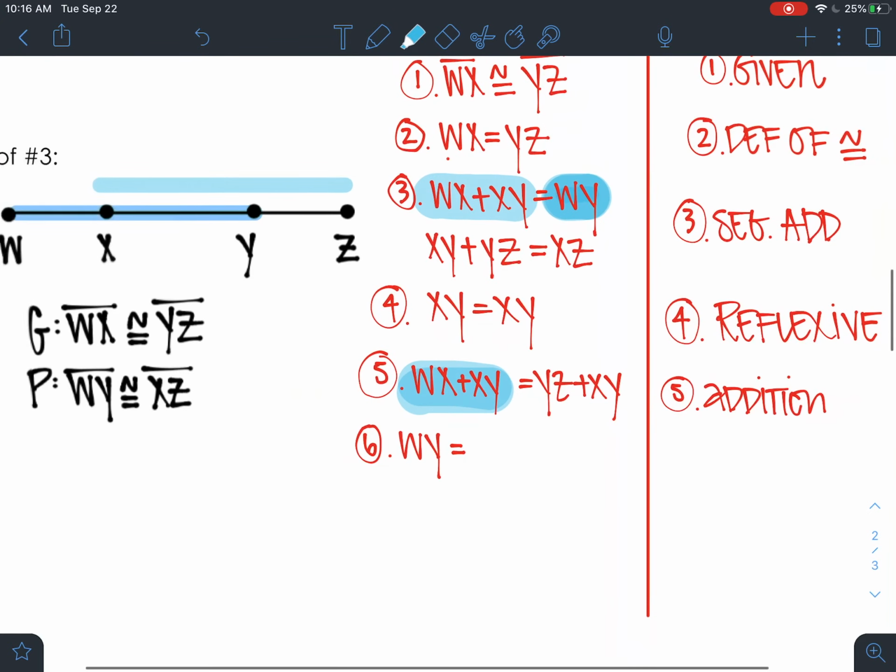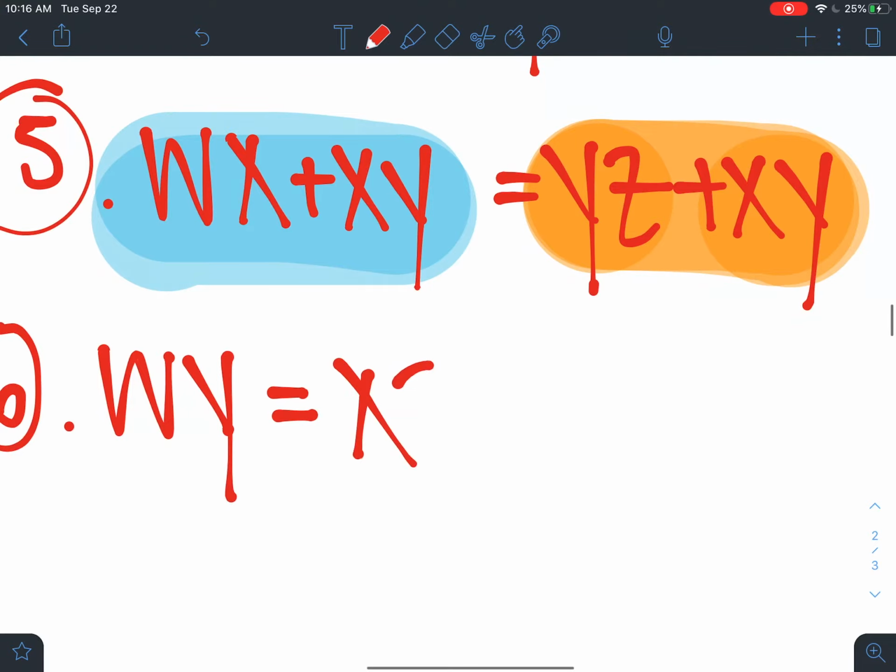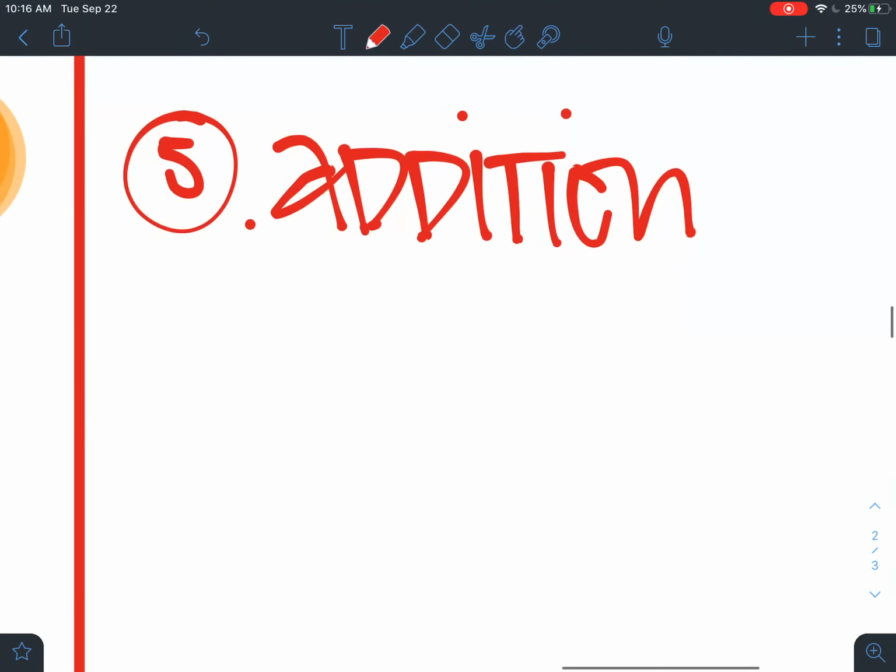Same idea. I'm trying to prove WY is congruent to XZ, all right? So I'm going to now take, look here, XZ is equal to XY plus YZ. I have XY plus YZ, so I'm going to take this XZ and plug it in over here for YZ plus XY. So I'm going to have XZ. And that is through substitution.